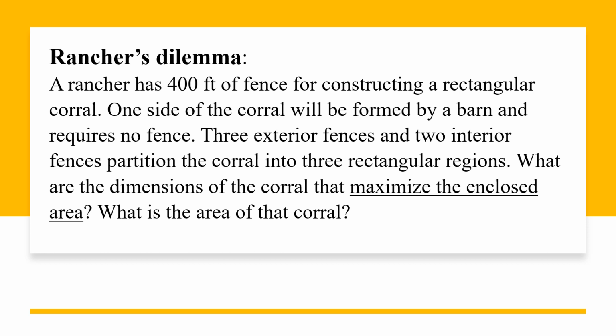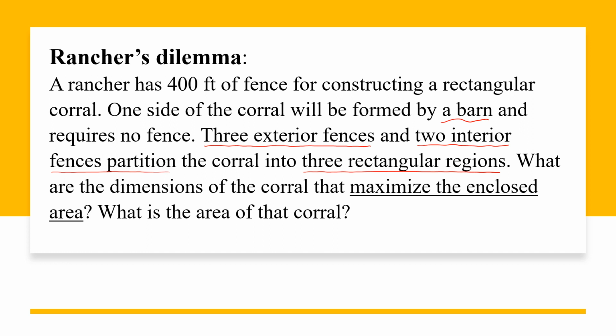Area problem. Let's say the rancher has 400 feet of fencing material and he wants to create a corral that has three sides, because one side is bounded by the barn, so you don't need fencing for that side. There are three exterior fences and two interior fences that partition the corral into three rectangular regions.